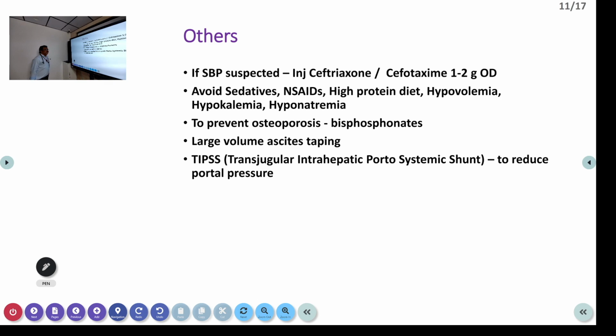Another drug is an antibiotic. Suppose you are suspecting spontaneous bacterial peritonitis, injection ceftriaxone is a very good drug because it acts against gram-negative organisms. The most common organism which produces SBP is E. coli. It's a gram-negative organism. So ceftriaxone can be given 1 to 2 gram IV OD.